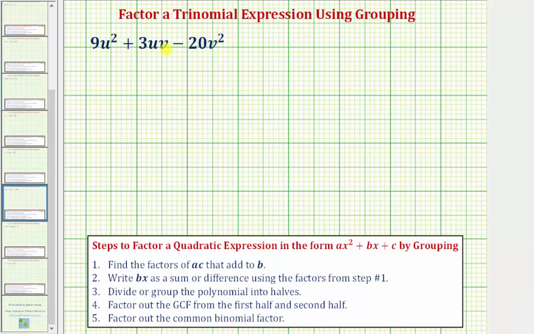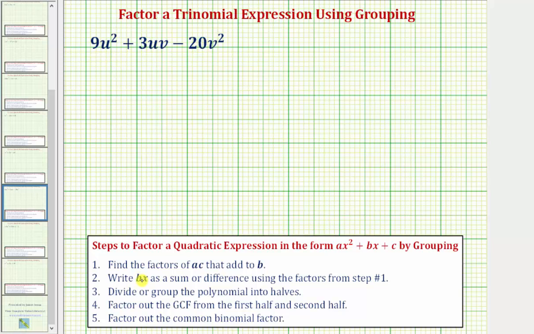Welcome to an example on how to factor a trinomial in two variables using the technique of factor by grouping. Our goal here is to factor 9u squared plus 3uv minus 20v squared. And we know from our previous lesson and examples that in order to factor a quadratic expression in the form ax squared plus bx plus c by grouping, we follow these 5 steps. So with minor modifications, we can apply these same 5 steps in order to factor the given trinomial expression.